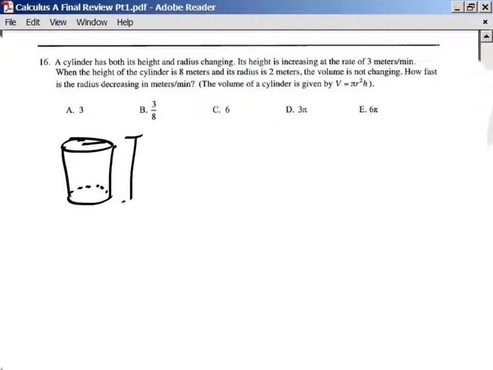So if it says changing, as soon as you know it's related rates, then you know you're going to have a dH/dt somewhere. This means this is the rate at which the height is changing. There also might be a dr/dt, because did it say radius anywhere? Yeah. Okay, so there's probably going to be a dr/dt, which is the radius changing.